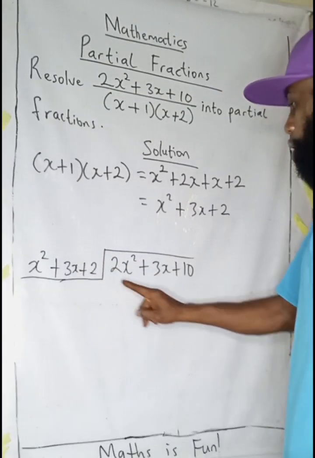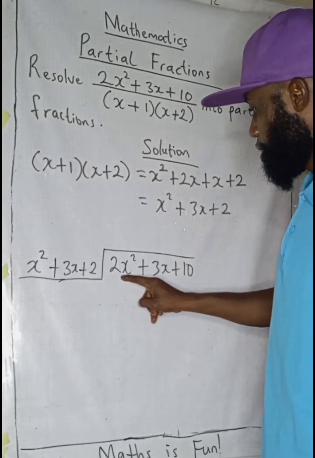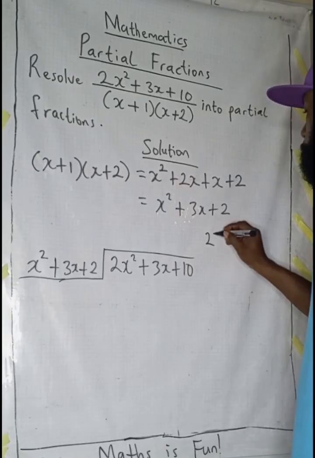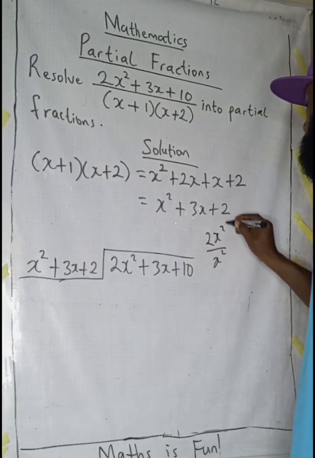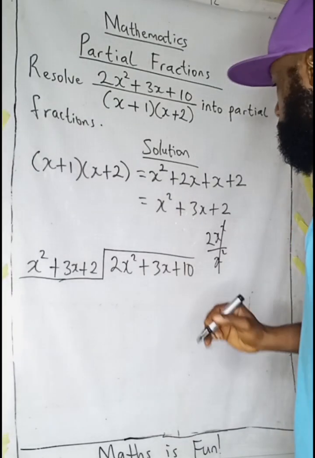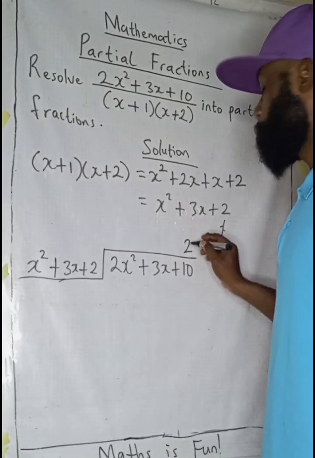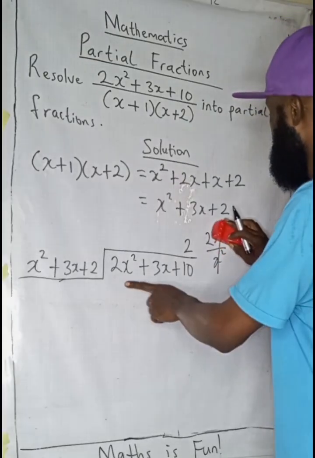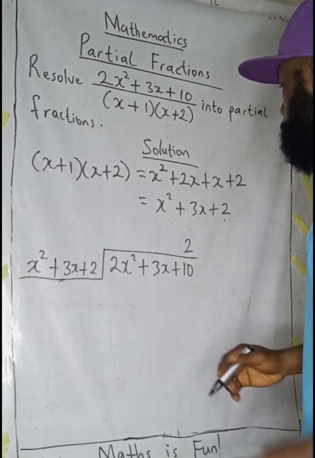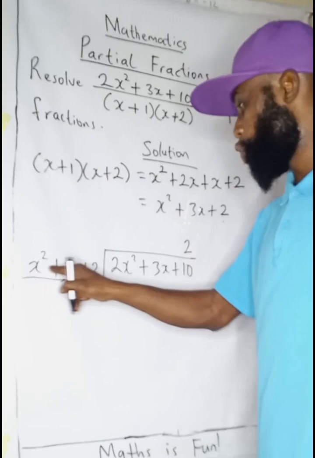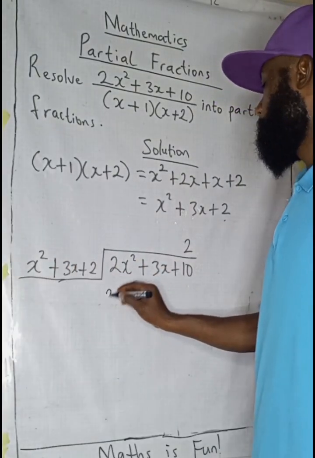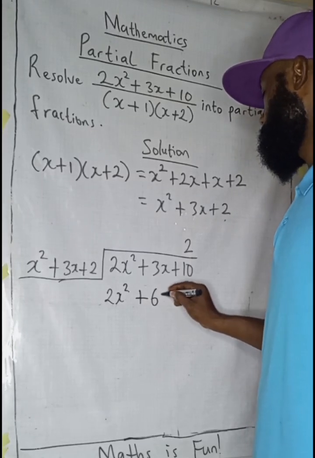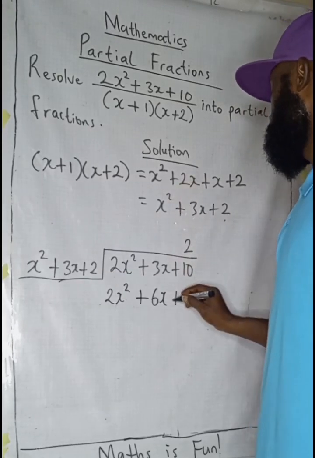So how do we divide? Use the first term you have here and divide it by what you have here. So if we do 2x squared over x squared, we have just 2. 2 is just a number. Let's put it under the dividend. Any number you have, you must multiply all you have here. So 2 times x squared is 2x squared. 2 times plus 3x is plus 6x. 2 times plus 2 is plus 4.